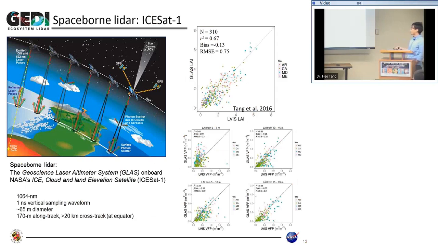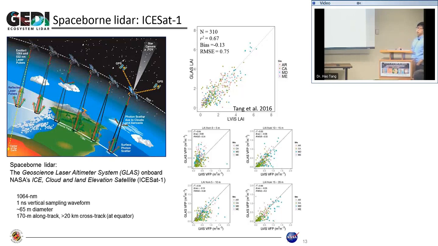So it's about 170 along the track, and it has a really wide cross-track distance. Notably, at the equator, it's about 20 kilometers across. When I applied the same algorithm to ICESat and compared it with airborne lidar data, you would expect what I would call acceptable or medium agreement between these two, because there are always some issues with ICESat or with spaceborne lidar compared with airborne measurement.